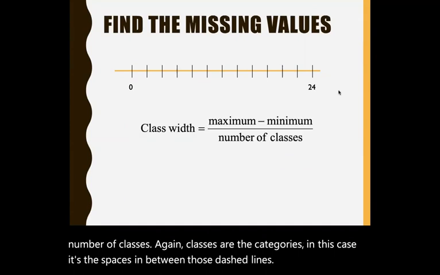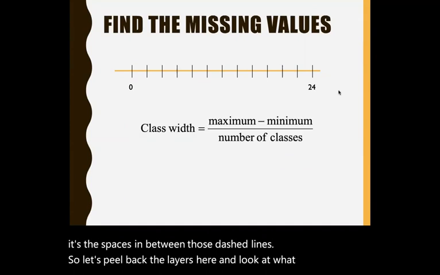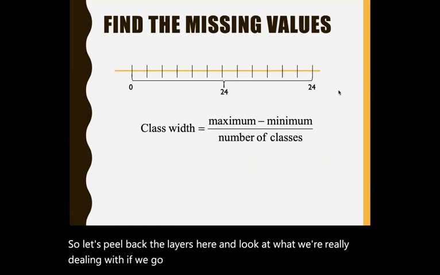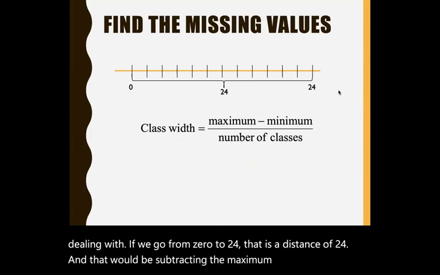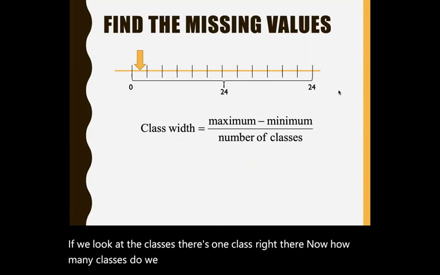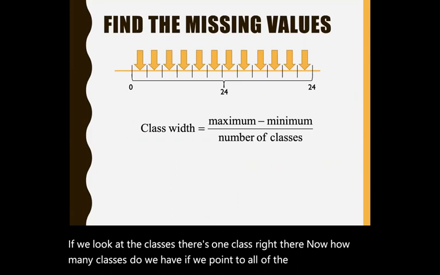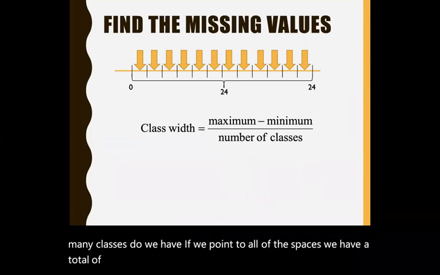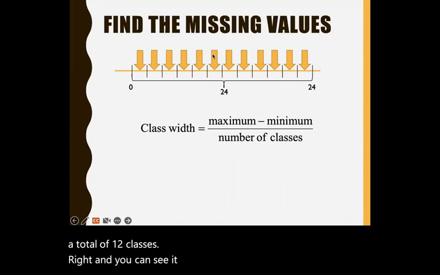So let's peel back the layers here and look at what we're really dealing with. If we go from 0 to 24, that is a distance of 24. And that would be subtracting the maximum and minimum in this case. Now, if we look at the classes, there's one class right there. Now, how many classes do we have? Well, if we point to all of the spaces, we have a total of 12 classes, right? You can see it there, 2, 4, 6, 8, 10, 12 classes.